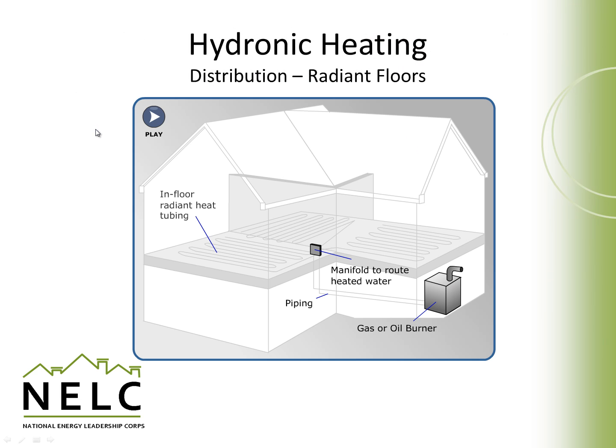Another popular way to distribute heat with hydronic systems is through the floor, and in this case the boiler is used to create hot water. In this case, probably a lower temperature water, more like 80 or 90 degrees, and the hot water is pumped through loops through the floor and delivered to the house in that manner.